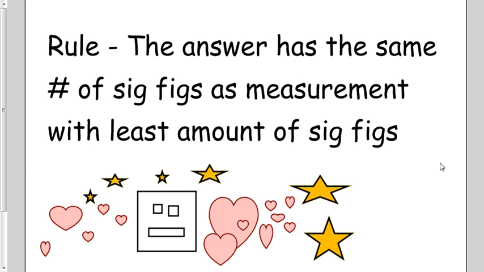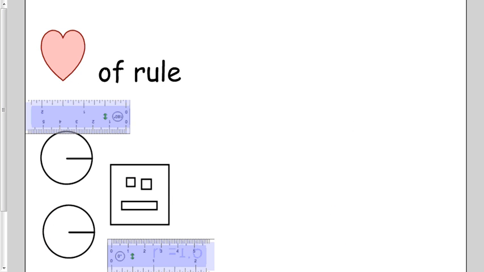That the answer has the same amount of sig figs as the measurement with the least amount of sig figs. And that's the rule. Now, here's the heart of the rule.